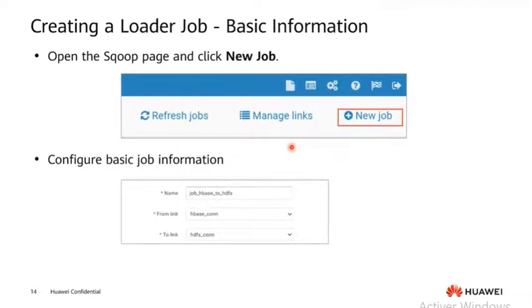And this slide tells us how to manage the Loader jobs. In the Sqoop page, we can see Add New Job, and by clicking it, we can see the following page for basic job information configuration. The configuration in this page includes task name, source link, and destination link. Task name is just the name of this job. For example, job_hbase_2_HDFS, which indicates that we are transferring data from HBase to HDFS. Therefore, the source link needs to be configured as the link to HBase, for example, HBase connector. And the destination link needs to be configured as the link to HDFS, for example, HDFS connector.